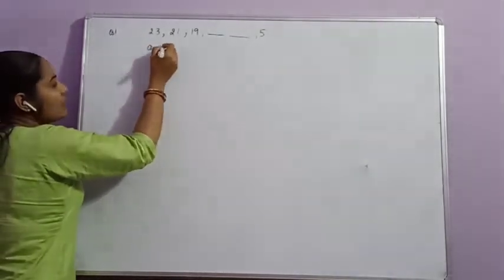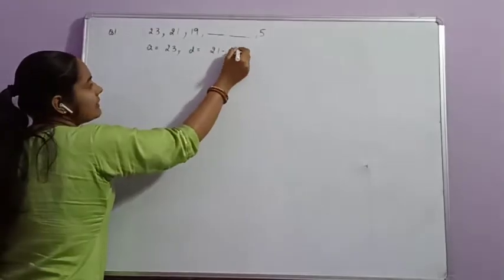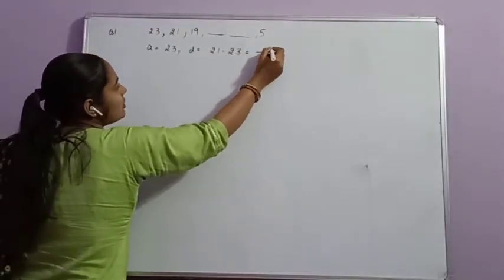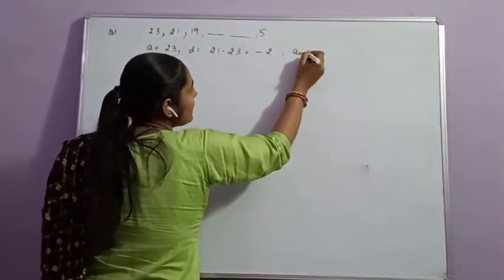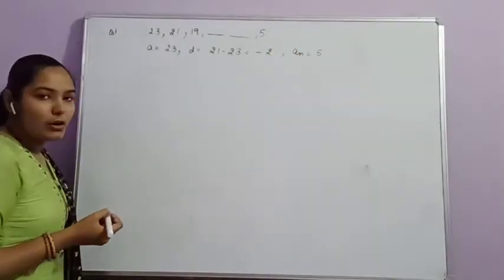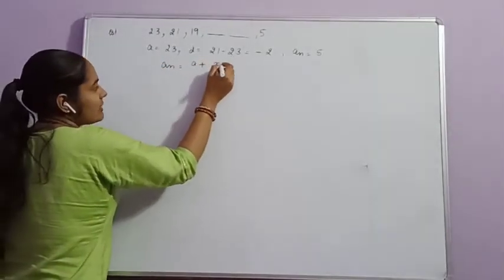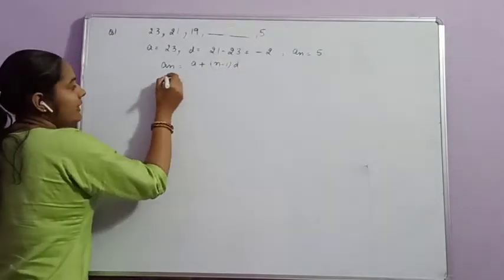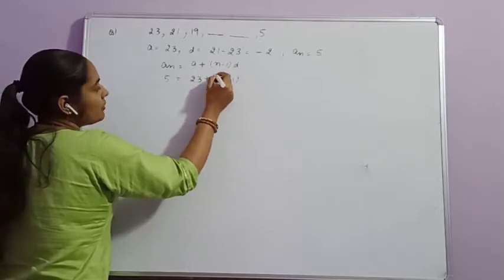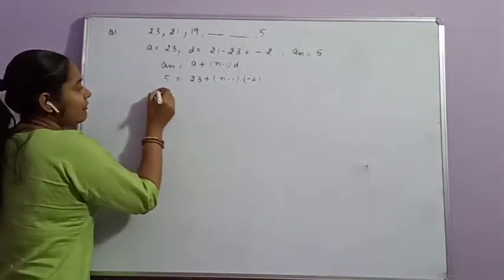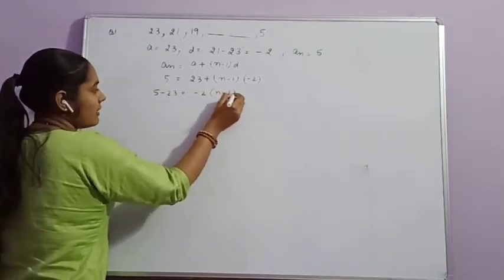Here A is 23 and D will be A2 minus A1, that is equal to minus 2. Here the last term, that is An, is 5 and we have to find out the value of N. An is equal to A plus N minus 1 into D. An is 5, A is 23 plus N minus 1 into D. D is minus 2. 5 minus 23 is equal to minus 2 into N minus 1.